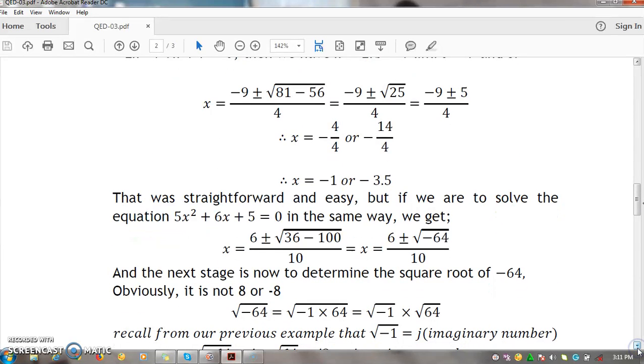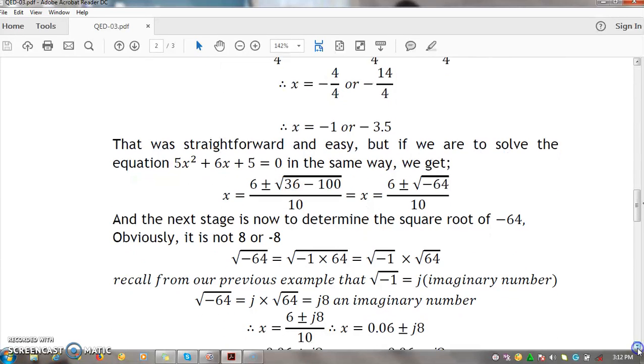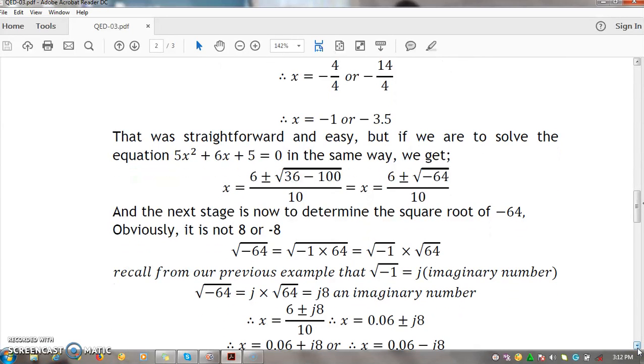But now let's check this other equation where we have 5x squared plus 6x plus 5 equals 0. We want to solve it the same way we solved the previous one. And so we have -6 plus or minus the square root of 36 minus 100, all divided by 10. And that gives us -6 plus or minus the square root of -64 over 10. Yes, at this stage now, we need to determine what is the square root of -64. Yes, it is not 8. No, it is not -8 either. So what can be the square root of -64?